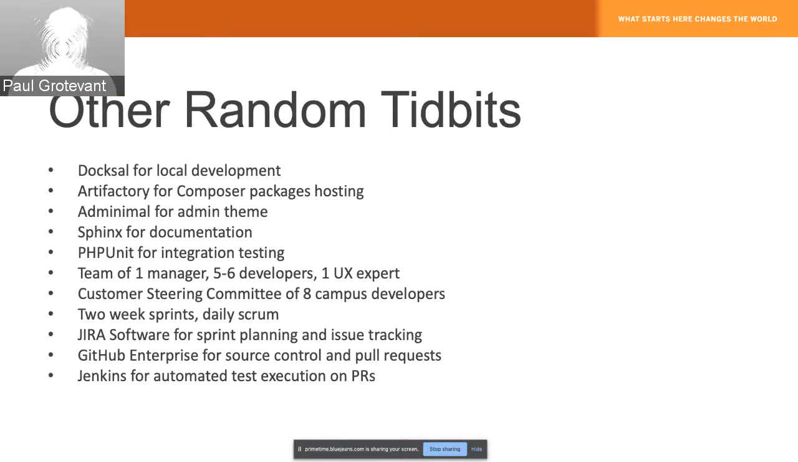We have a customer steering committee of 8 developers, most of them current customers of the version 2 kit, some of whom aren't, so we're getting feedback from them at regular intervals. We work on this project in 2-week sprints, and we have a morning 15-minute scrum. We use Jira Software, an on-campus hosted version of it, for our backlog, sprint planning and issue tracking. And we use GitHub Enterprise for our source control and pull requests, which is how we do code review.